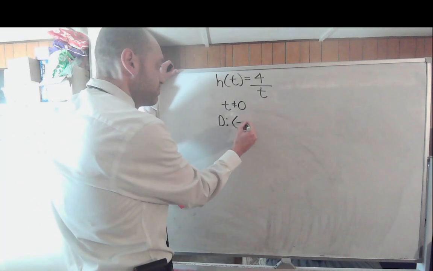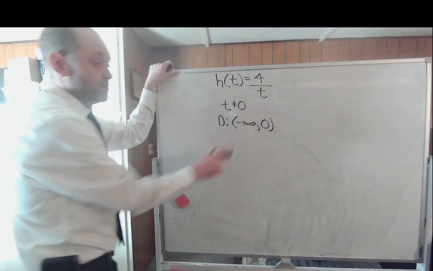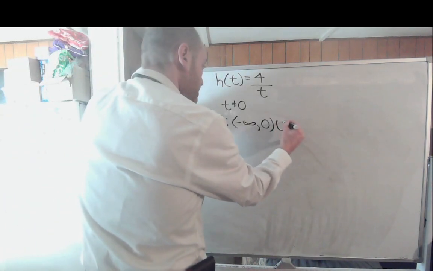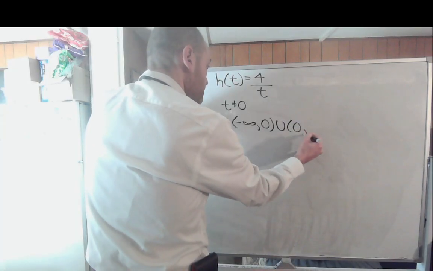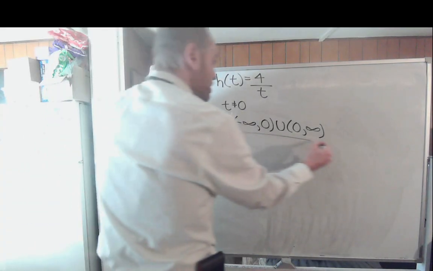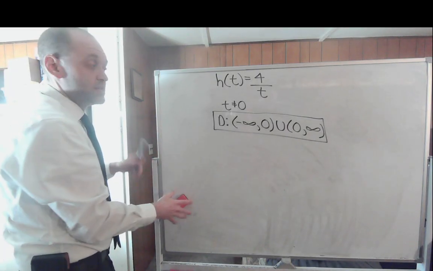So that'll be from negative infinity to 0 non-inclusive, because we can't include 0, in union with 0 to infinity. It could literally be any real number except for 0. That would give us an undefined value in the denominator.